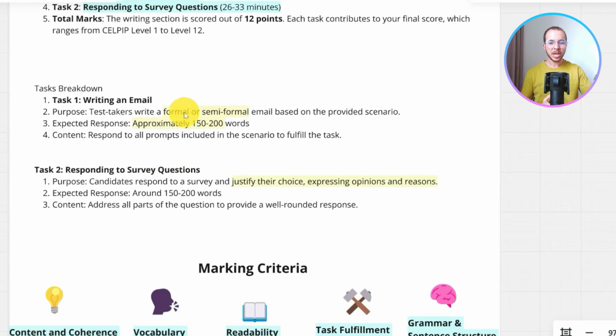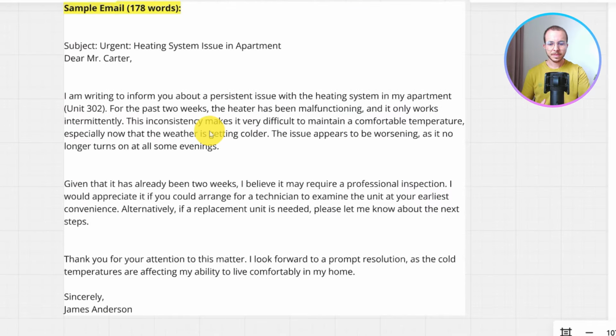Task number 1, generally we're looking for a formal or semi-formal email. And again, we're going to look at the format for that. We should be writing 150 to 200 words for both sections. So what does 200 words look like? Well, I could show you an example. This sample piece is 178 words. You can see we have an opening, like dear in the subject line, an introduction paragraph, main points, and a conclusion, and then a sign-off.